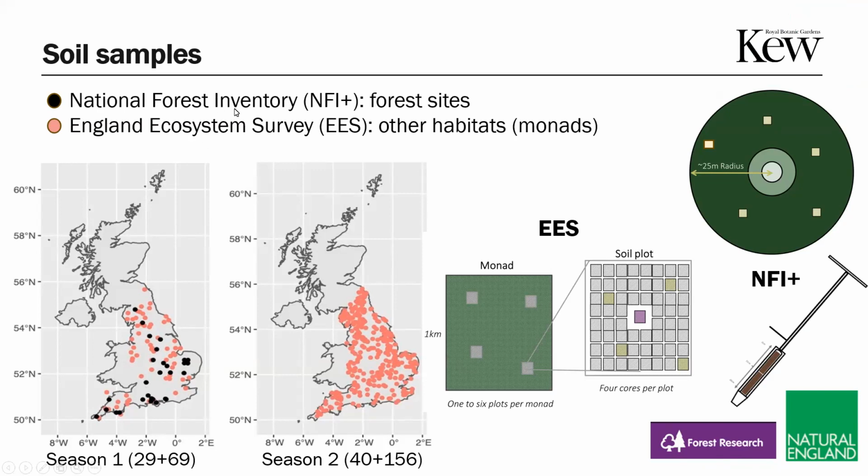There are two different inventories for soil. One is the National Forest Inventory Plus. These are forest sites where they are collecting soils and measuring nematodes, environmental DNA, soil chemistry, and then they are measuring parameters above ground. But they also send us soil samples to Kew that we process to examine the roots. And the other survey is the England Ecosystem Survey. This is done by Natural England, and they cover any other habitats. They are planning to send us samples from 400 sites this year, which is a huge amount of work.